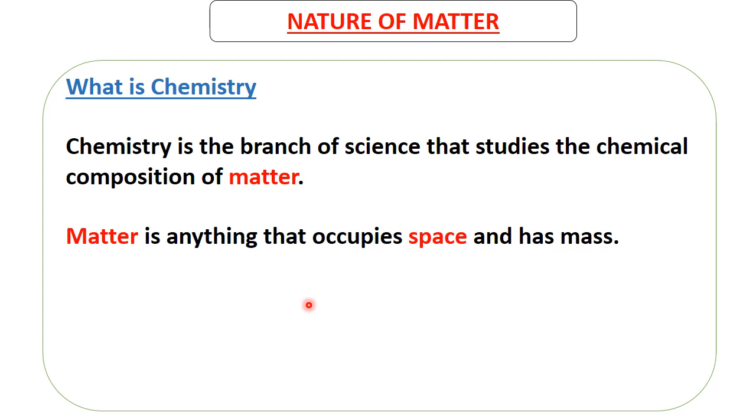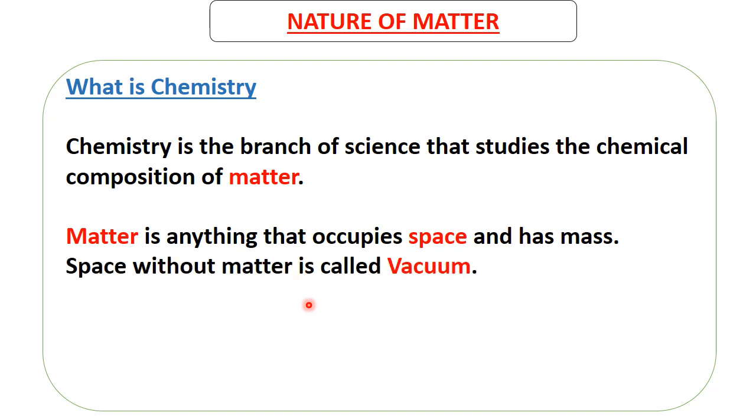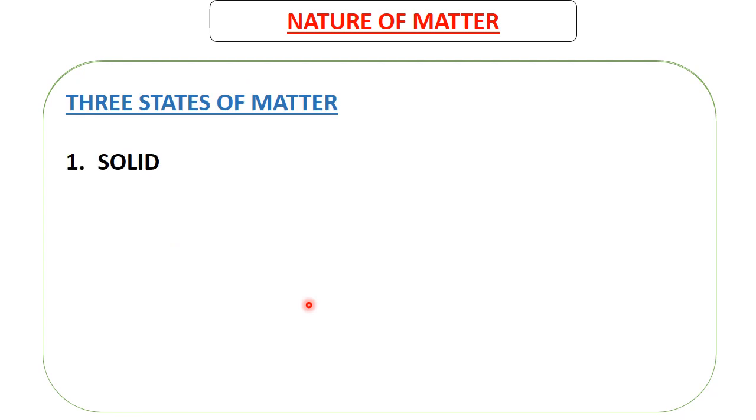But in essence, the space inside the cup was already occupied by air. So air is also matter because it occupied that space. And the space without any matter, without air, without gas, without solid, without liquid, is called a vacuum. So there are three states of matter: solid, liquid, and gas.